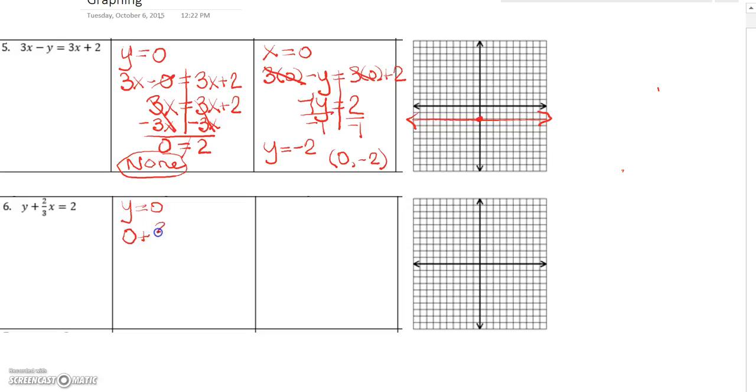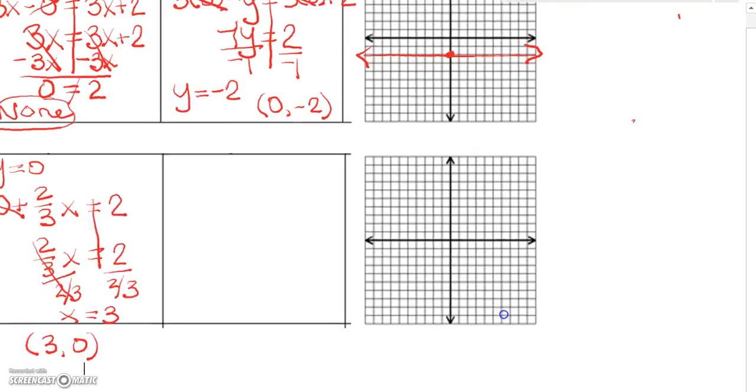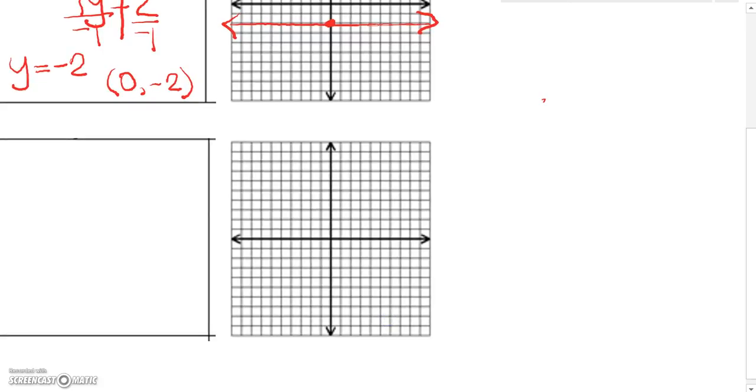0 plus 2/3 x equals 2. Then once again, you can get rid of your 0, so you just have 2/3 x equals 2. And then the last step is divide by 2/3, which would give you x equals 3. So as a coordinate, it would be 3, 0. And then we can go ahead and graph it on our graph. On the x-axis, we put it on 3.